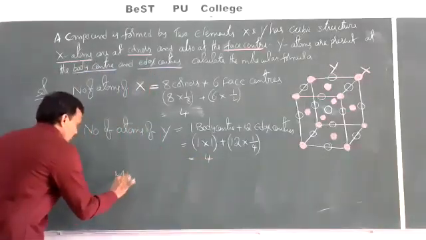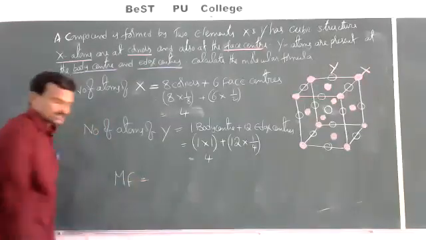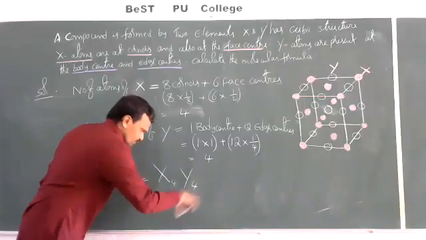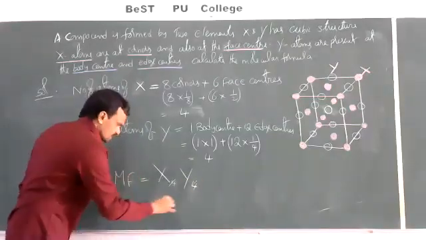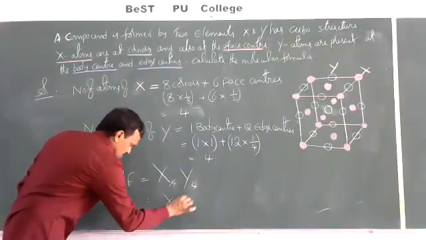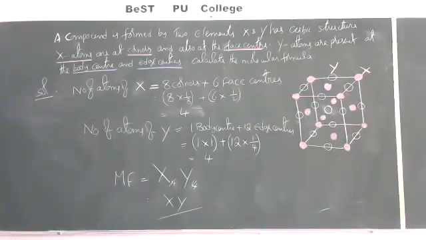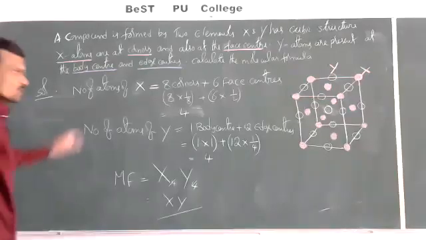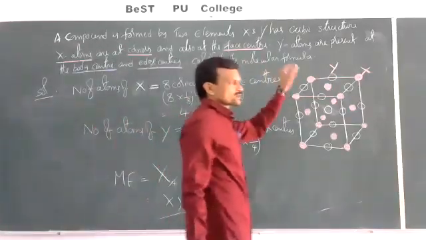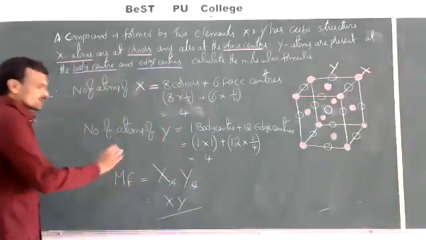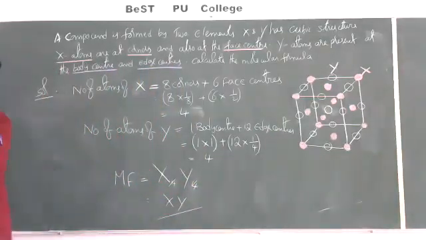Therefore, the molecular formula of the compound is X4Y4. So both will get cancelled here. That means XY. XY is the molecular formula. So now this unit cell consists of 4 atoms of X and 4 atoms of Y. So both will get cancelled by 4, and then the molecular formula of the compound is XY.